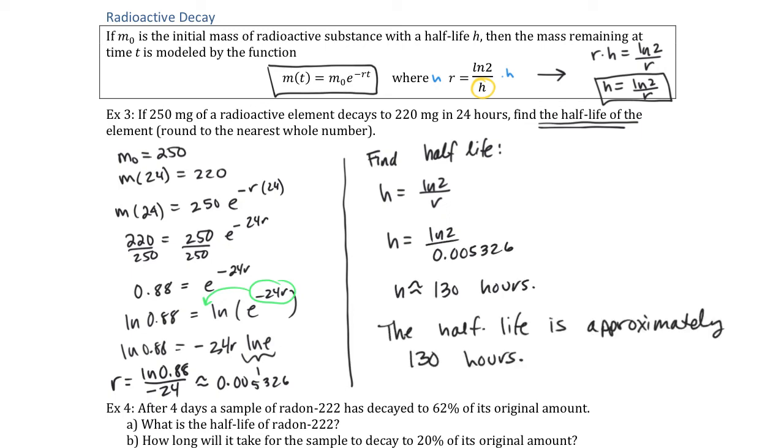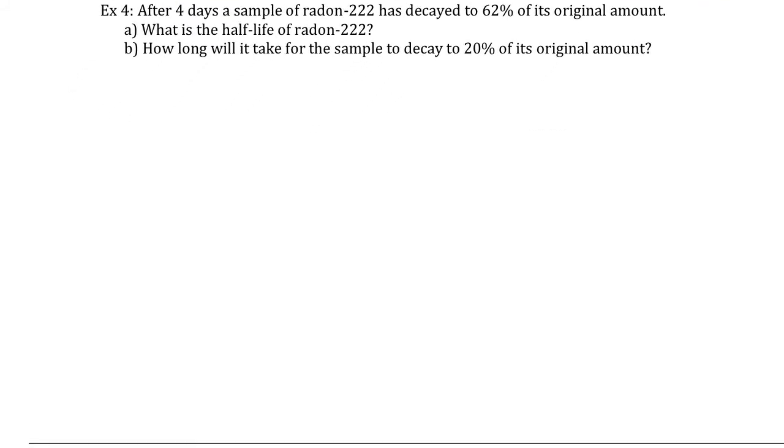All right, let's try another one. So in this example, after 4 days, I have a sample of radon 222, and it has decayed to 62% of its original amount. We want to find the half-life and then use that to figure out how long it will take for the sample to decay to 20% of its original amount.